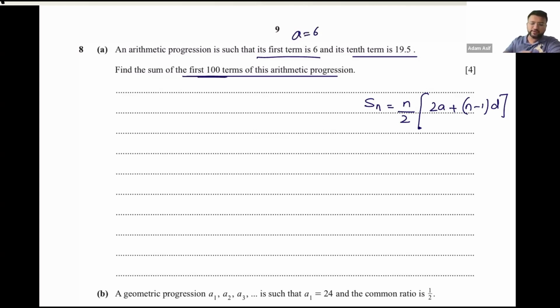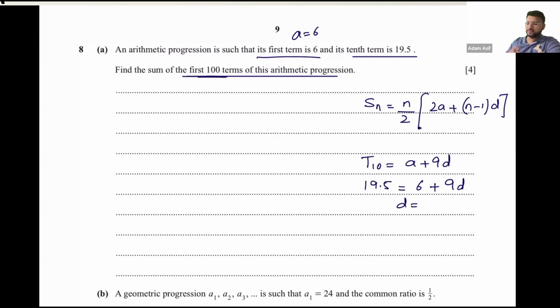10th टर्म क्यों दिया हुआ है यहाँ पे? 10th टर्म से मैं क्या फाइंड कर सकता हूँ? T10, so you can find a और d. 10th टर्म क्या था? a plus 9d. Yes, a plus 9d. 10th टर्म 19.5 है, a की वैल्यू 6 है, first term is 6, so solving this will give you the value of d.